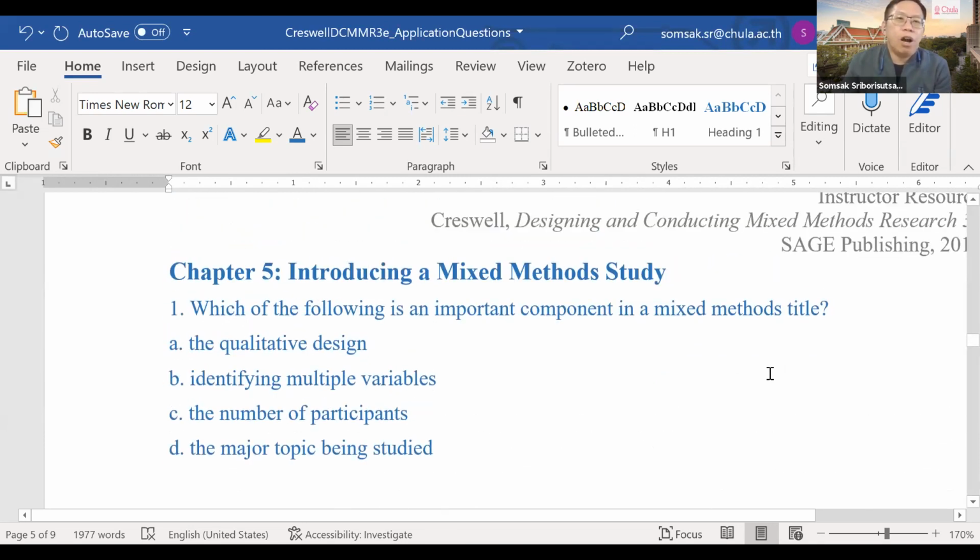Vince, which of the following is an important component in a mixed methods title? So you have experience of reading the research article now. So a mixed method title, which one is very important?